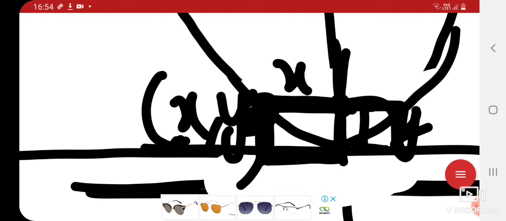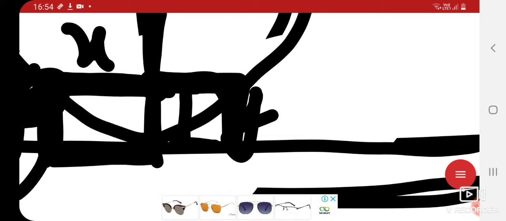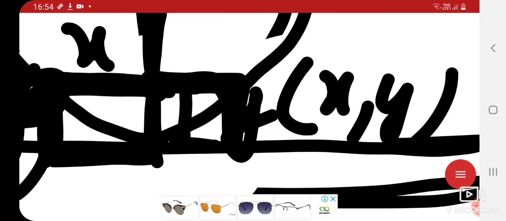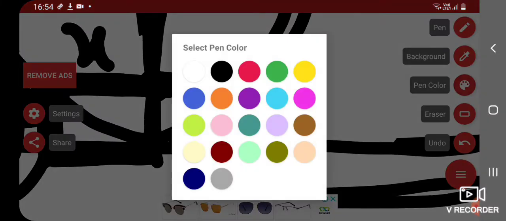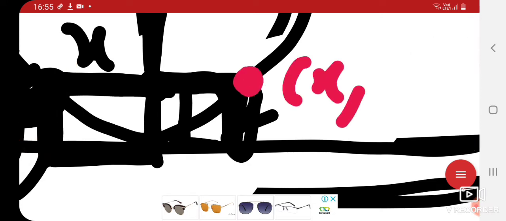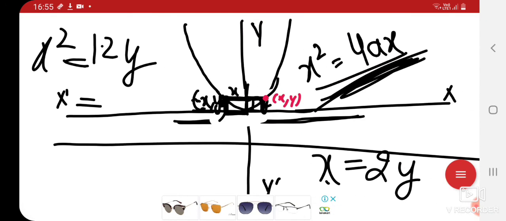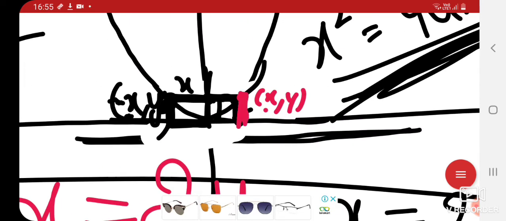You know that from here, because this will be minus x, simply you can take this side. You can say here that this point, the point you are obtaining from here, just highlight it with another color. This point is x, y. Is it clear? This point is x, y, and this x will be equal to twice of y.